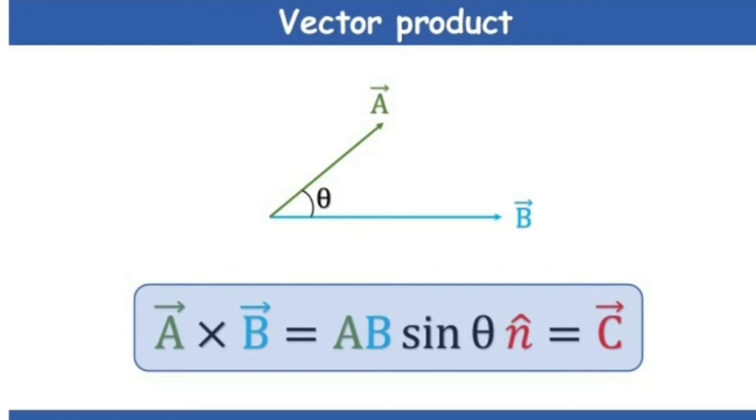In order to apply right hand thumb rule, we have to keep the fingers of right hand perpendicular to the plane of vector A and vector B, and sweep the fingers or curl the fingers from vector A to vector B so that the angle swept is less than 180 degree. Then what is the direction shown by the thumb? That direction gives the direction of vector product.